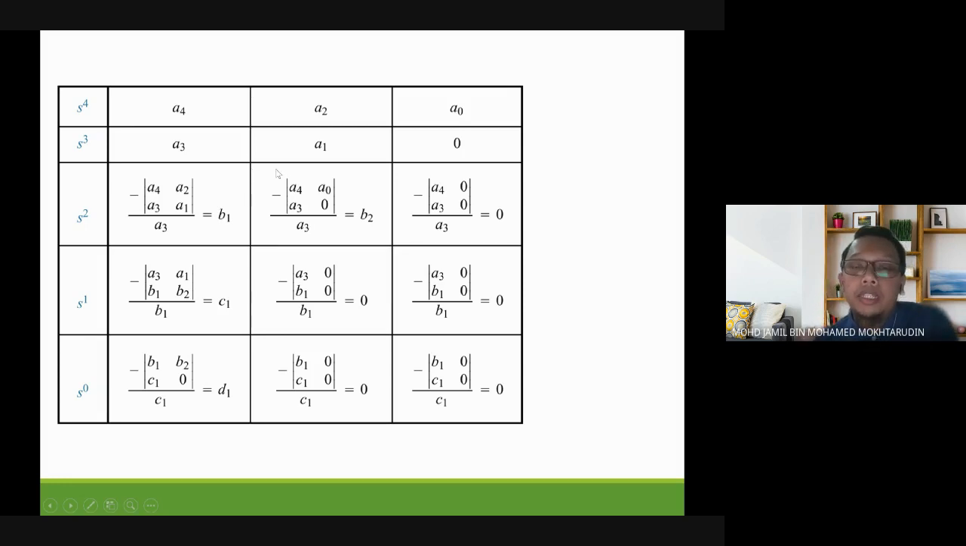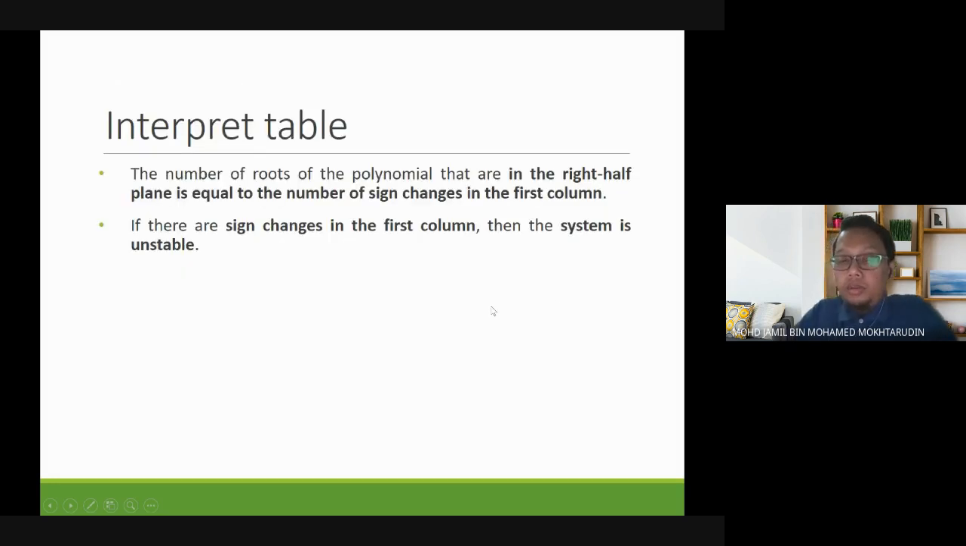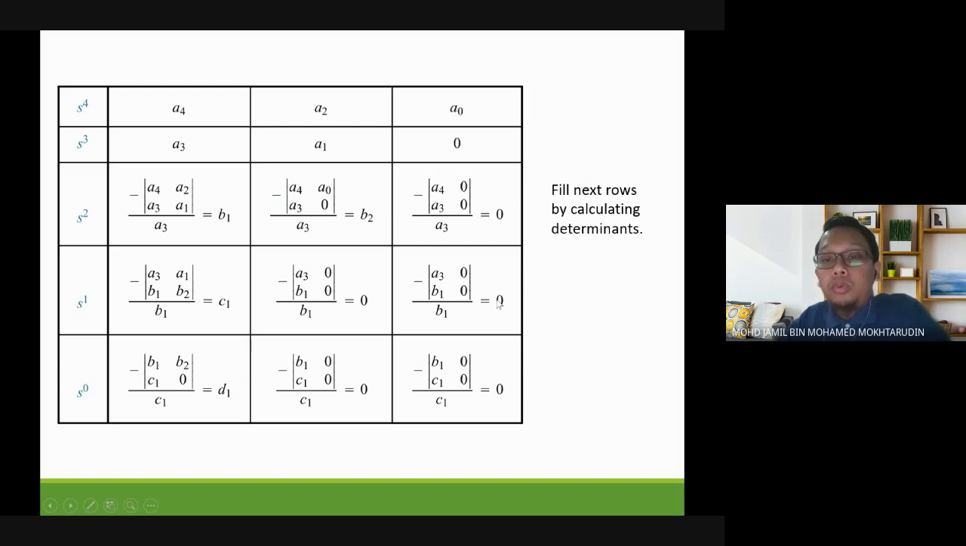You have to do exercises, then you can memorize it. So we fill the next rows by calculating the determinants. You just fill the empty rows by calculating the determinants. Okay, so that's the method to generate the Routh table.